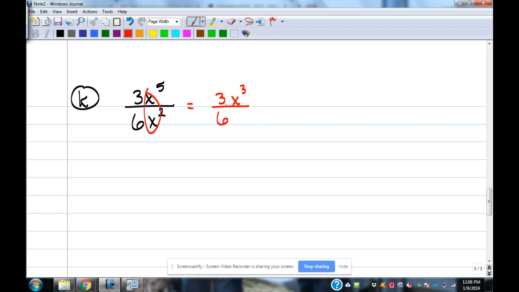And then I've got 3 and 6 there. What about the fraction 3 over 6? What do we know about it? It can simplify. How do you simplify a fraction? Look for numbers that go into both of them, right? What number goes into 3 that also goes into 6? 3. 3 goes into 3 how many times? 1 time. And into 6? 2 times.